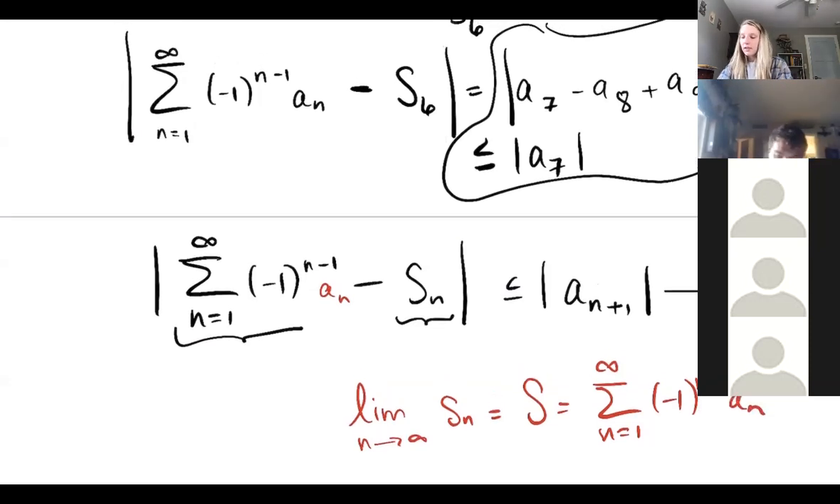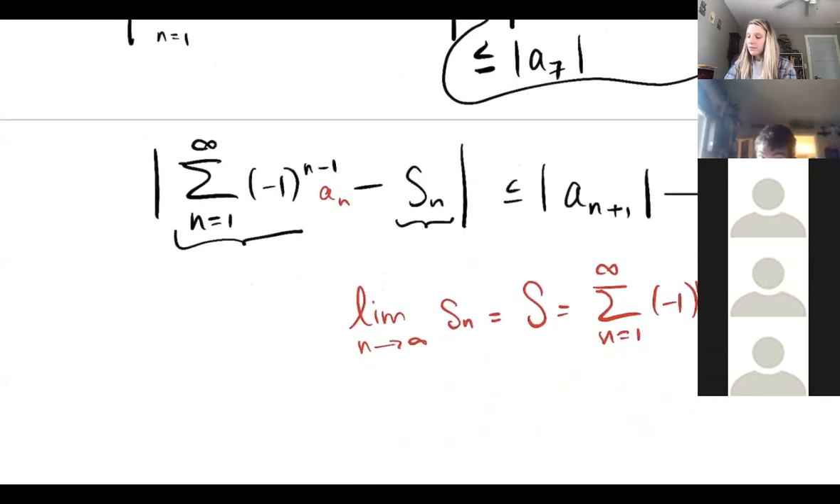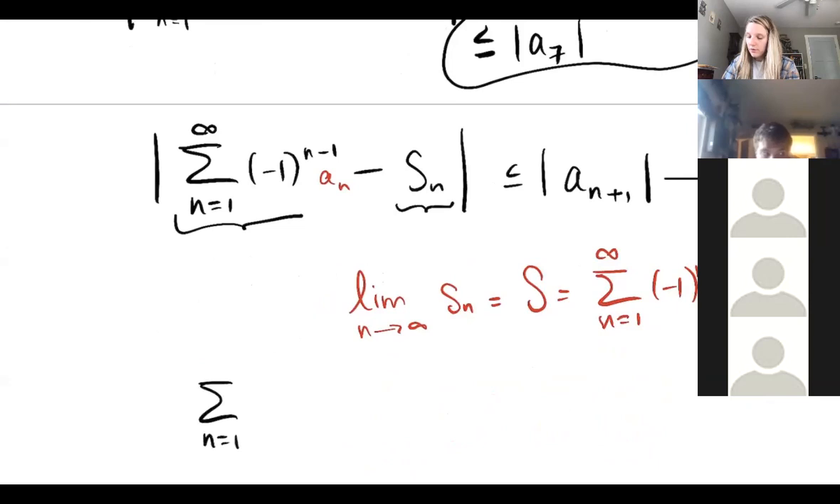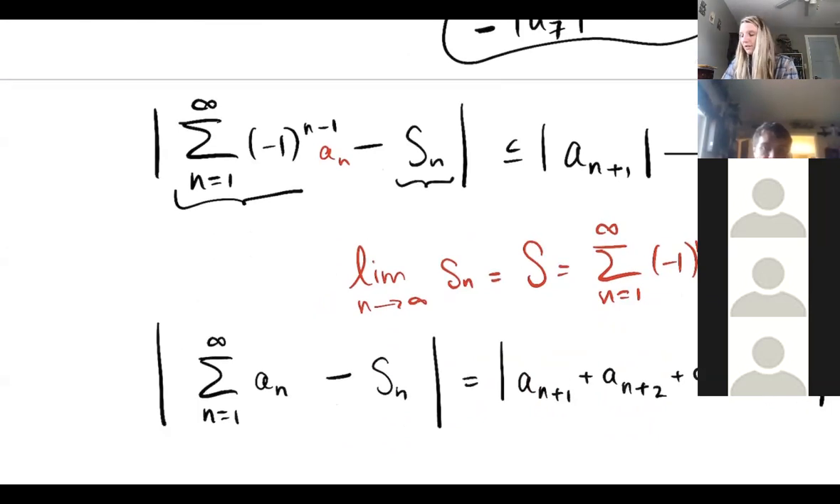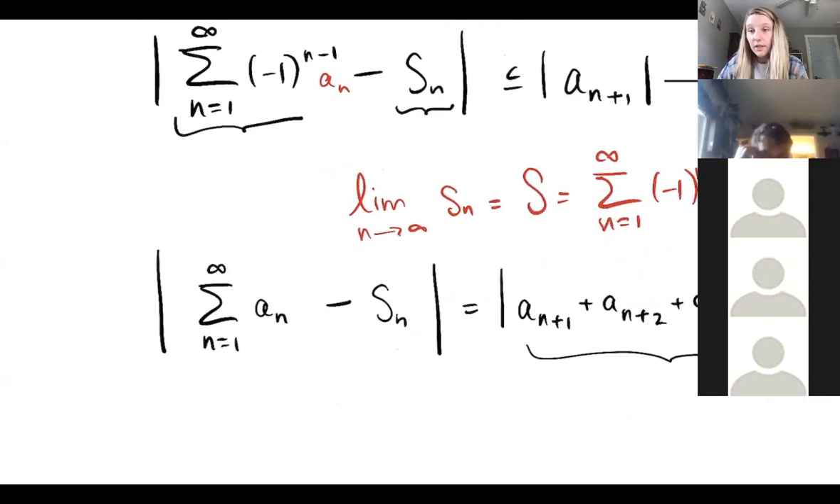The big difference here is if we took the sum from n equals 1 to infinity of just a sub n, without the alternating part, and looked at that minus s sub n, this is all the terms that come after a sub n. S sub n is the sum from a1 to an. But if it's not alternating, this thing's just getting bigger. It doesn't have an upper bound like an alternating series does. And that's the issue.